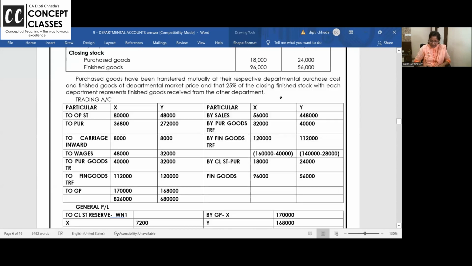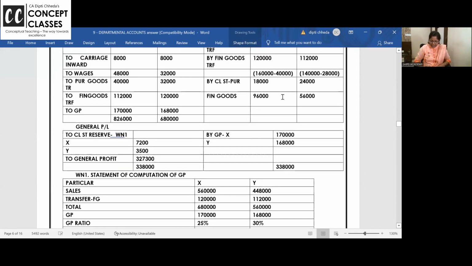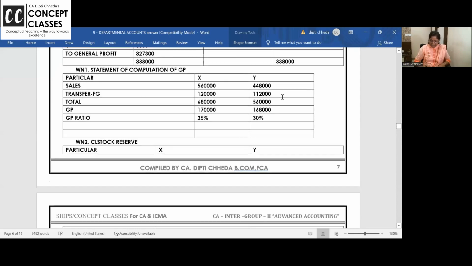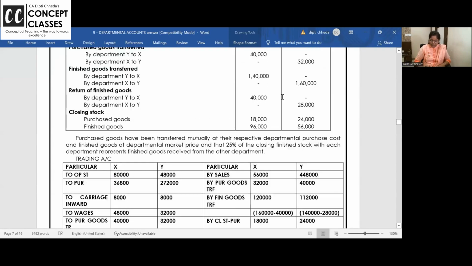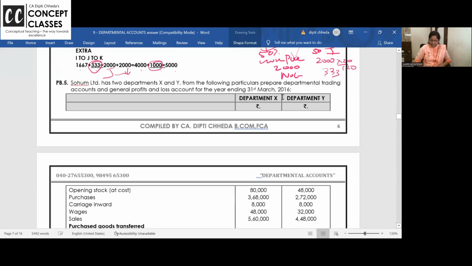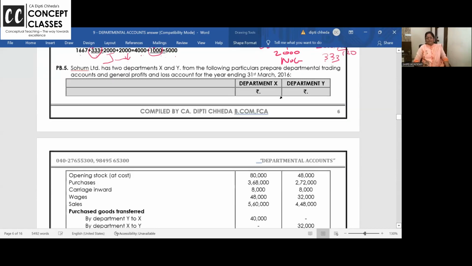This problem is also very nice in your study material. I want to explain कि finish goods कैसे करेंगे. Very simple, very nice. Or shall I do it from here? Illustration number आप देख लेना study material में है.